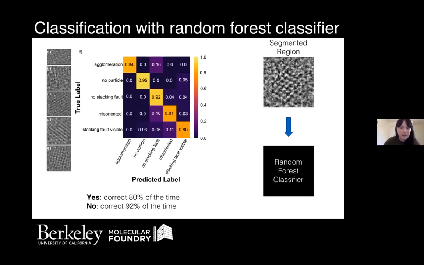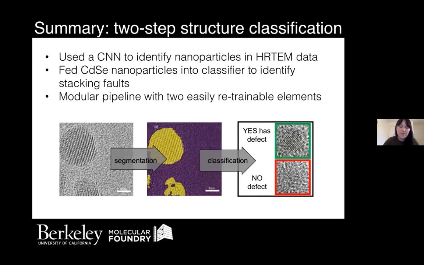So the yes stacking fault prediction is correct 80% of the time, and the no stacking fault prediction is correct 92% of the time. So these are very good results, and when coupled with our convolutional neural net, provide a workable modular pipeline that can classify our resultant images according to whether or not they contain a known feature. And another reason to use the random forest classifier is because it's very fast to train. So you could easily envision applying this approach to a different data set with a different known defect and quickly getting the results that you need.